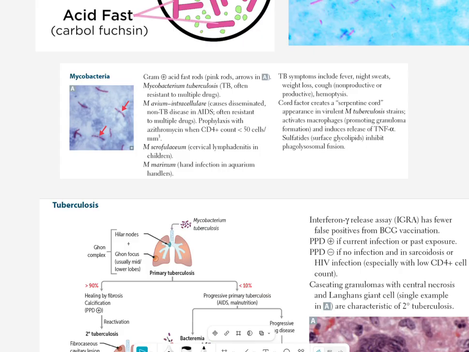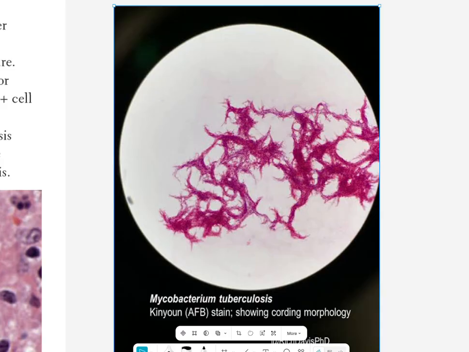Because as this roping mechanism, I can show you that here. This picture shows you the cording morphology.